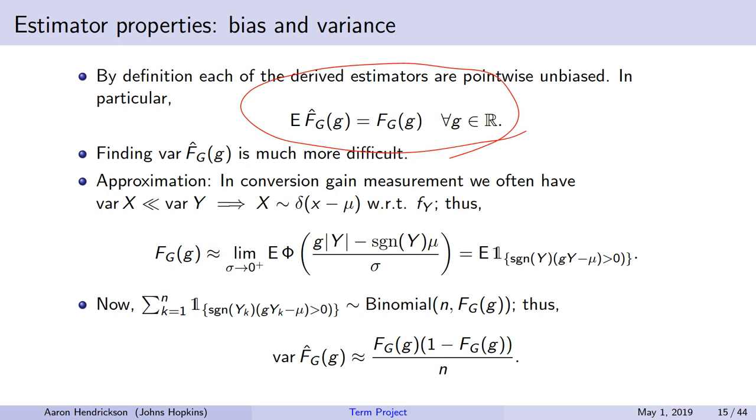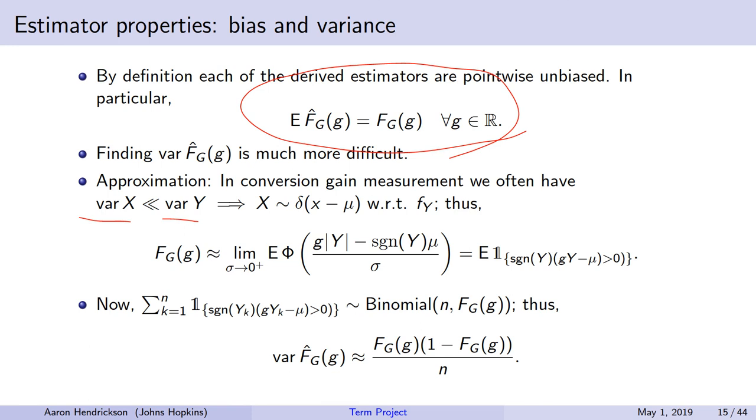Now finding the variance actually turns out to be a very difficult task, because we end up with the square of the normal CDF inside an integral, which is just not tractable, at least in the form I have it. But we can actually find an approximation. And so in the context of the conversion gain measurement that I've been talking about, it turns out that in nearly every case, the variance of this gamma difference variable completely dominates, or nearly dominates, the variance of x.